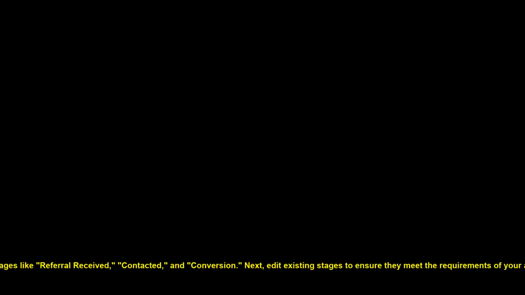If necessary, add new stages that reflect key milestones in your affiliate process. For example, consider stages like referral received, contacted, and conversion. Next, edit existing stages to customize stage labels to be clear and actionable for your team.